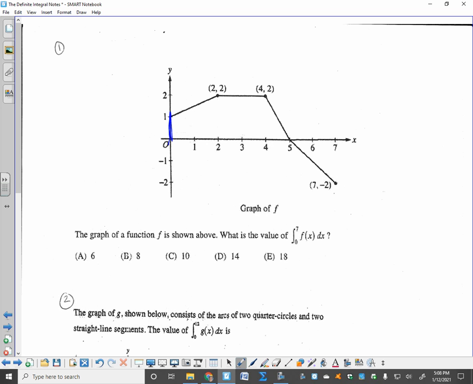So from 0 to 7, I want all this area. Well, you don't know your integral rules yet, and I don't have a function, so I'm just going to divide this into shapes. I see a rectangle or a square, then a triangle, and then another triangle. Well, I know the area of a triangle is 1/2 base times height.